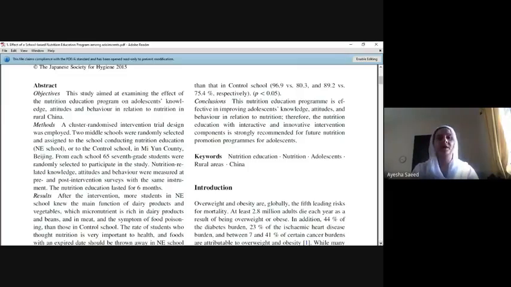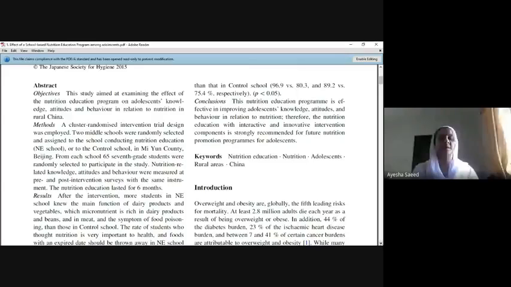Two middle schools were randomly selected and assigned to the school conducting nutrition education or to the control school in the Mayan County. So in this county, in Beijing, two schools were randomly selected and then randomly allocated to the control group or the nutrition education school. Individuals were not selected, the schools were selected. From each school, 65 seventh grade students were randomly selected to participate in the study. Further, in the second stage, 65 students were selected randomly in each school.